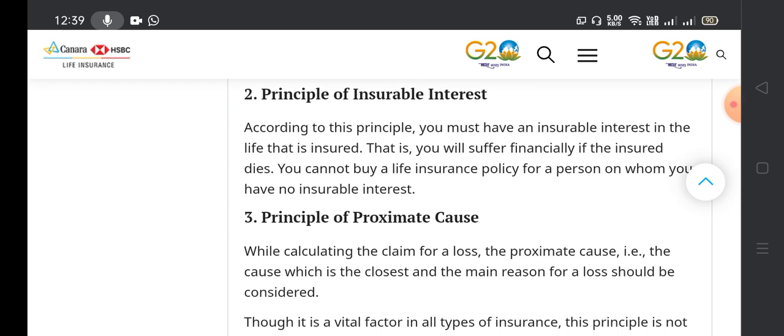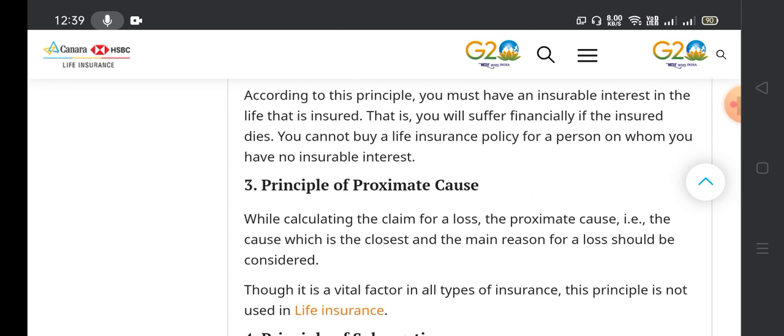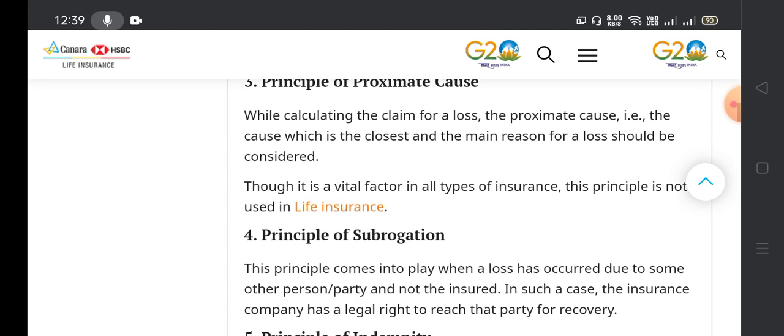Number two is the principle of insurable interest. According to this principle, you must have an insurable interest in the life that is insured. That is, you will suffer financially if the insured dies. You cannot buy a life insurance policy for a person in whom you have no insurable interest.